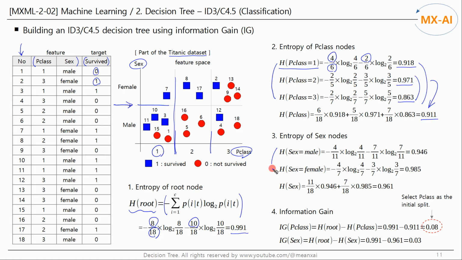Next, let's calculate the entropy of the child nodes when splitting the feature sex. The first child node with the feature sex of male has 4 blue data points and 7 red data points out of a total of 11 data points. Then the entropy of this node is 0.946. In the same way, if we calculate the entropy of the child node whose sex is female, we get 0.985. And if we calculate the weighted average of these entropies, it is 0.961.